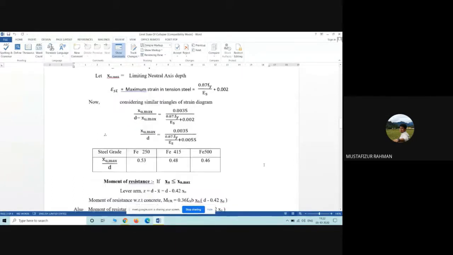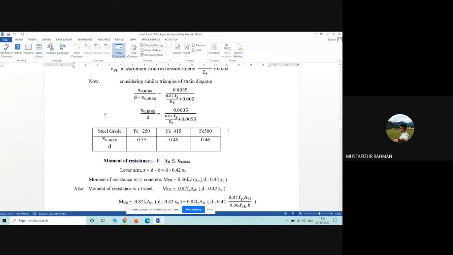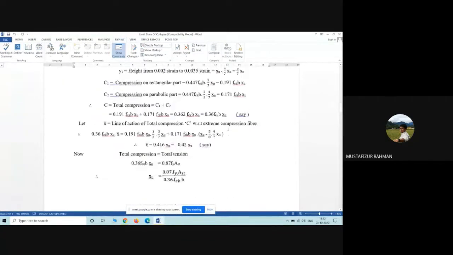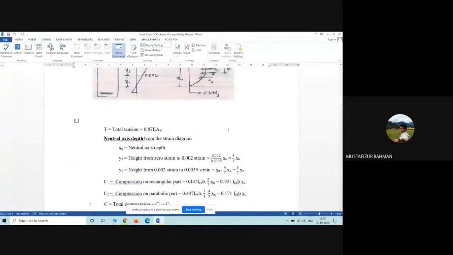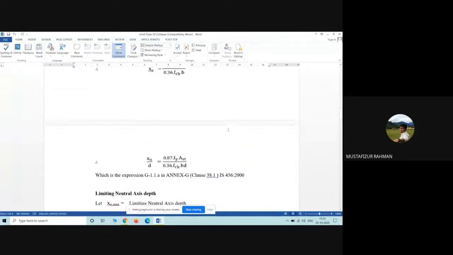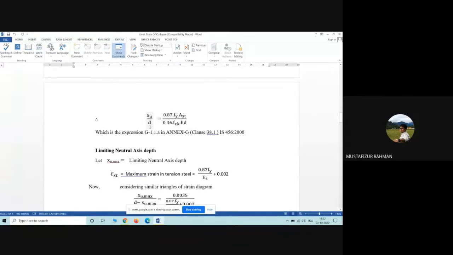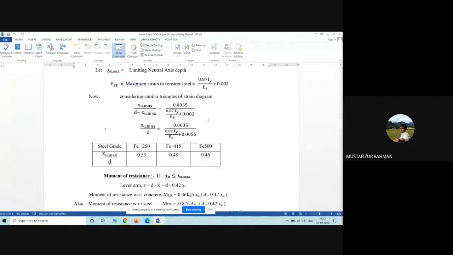Now, if you simplify this, we probably discussed it in our last class also. If we add the numerator to the denominator on both sides, ultimately what you get is Xu maximum by D is equal to 0.0035 divided by this. Now see the similarity with our previous triangle. Previously, when we had considered the actual neutral axis, we had obtained Xu by D. But this time we are taking the similar expression, Xu maximum divided by D.